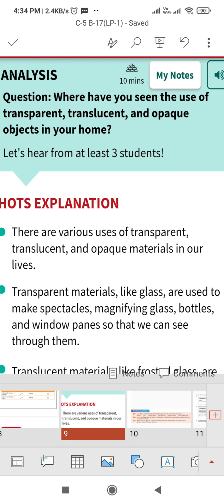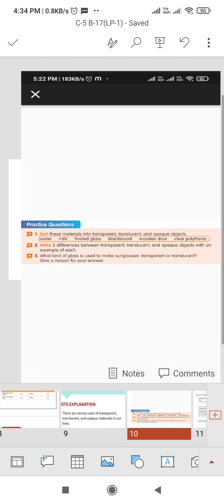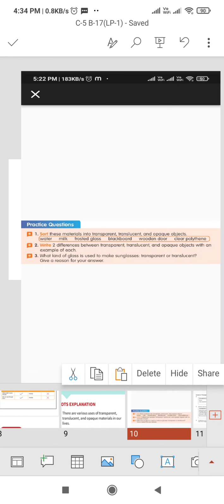Translucent materials we also use in the home are frosted glass and butter paper; these are examples of translucent ones. And opaque, wall, door, they do not allow any light to pass through them completely, so they are opaque materials. So that's all about this topic. Let's discuss the practice questions.